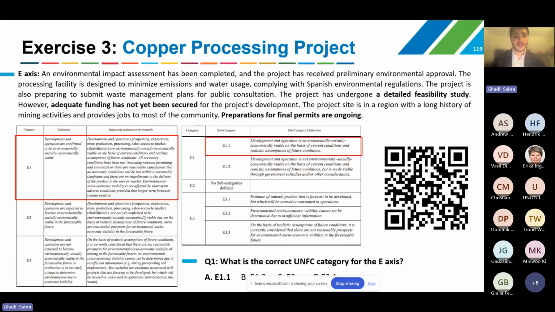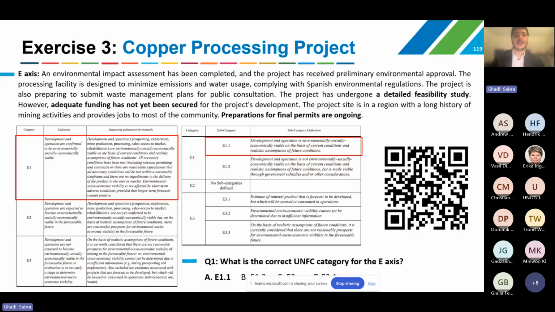Why? Because the development and operations are confirmed to be environmentally, socially, economically viable, with the developments and operations based on the current conditions and realistic assumptions of the future. So they are at a detailed feasibility study, quite high in technical studies. The only problem here is the funding. So the permitting itself is ongoing. So E1.1 is most representative here.